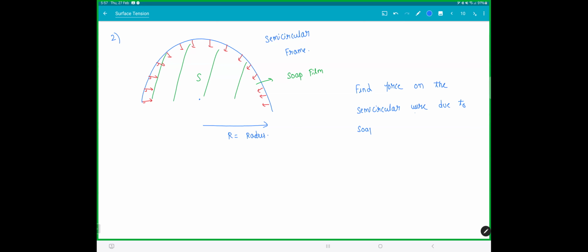In the previous case, you didn't have a problem because it was a line, all are in the same direction. You could do directly S into L. I hope everyone is clear with that part, right? You can't directly say force is S into pi r. How do we do this?